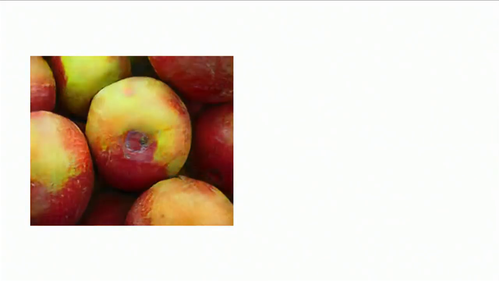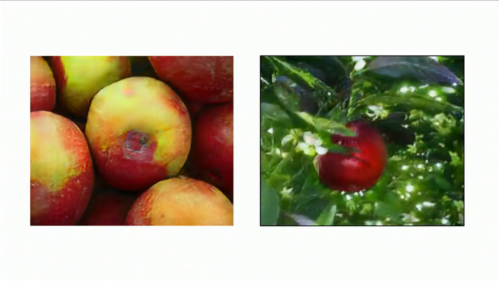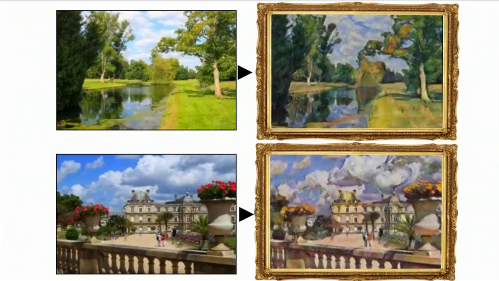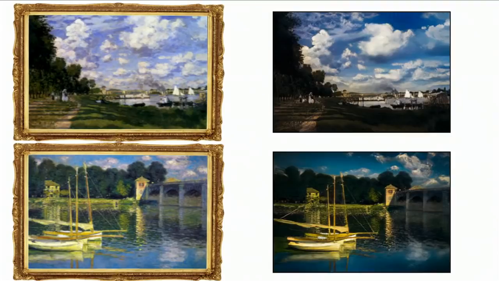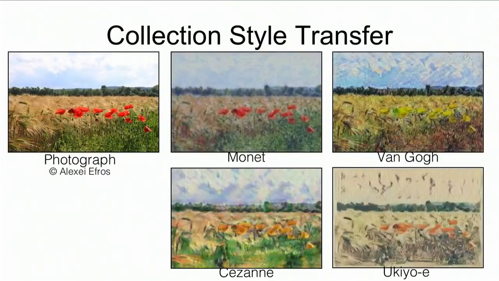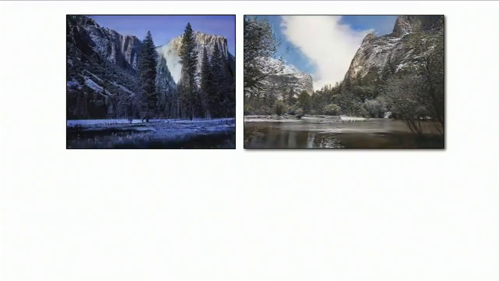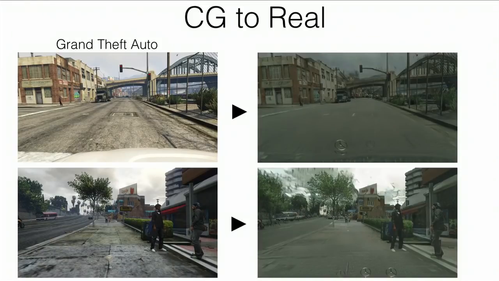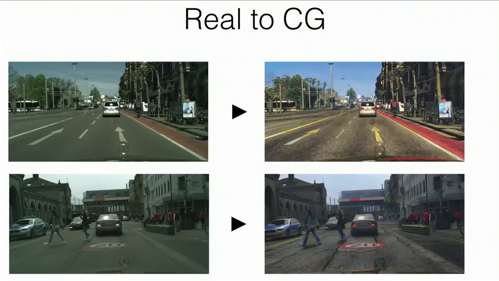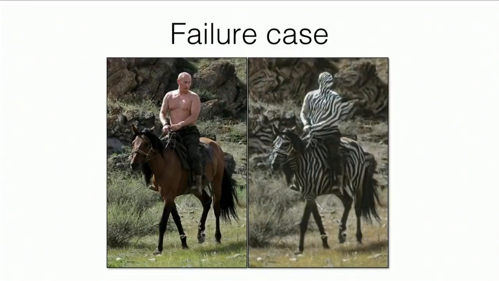You can do oranges to apples and back. You can do photos to Cézanne paintings. You can do paintings back to photos. You can do collection style transfer, change of season. Again, the same code. Everything's online. We can do CG to real, and more weirdly, real to CG. You can wear it and see, like, wow, this is my life as a computer game. And even the failure cases are kind of fun.